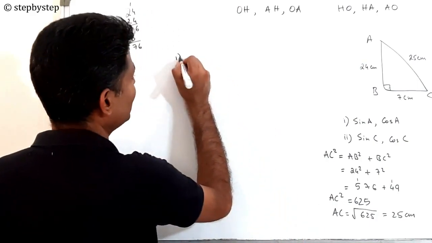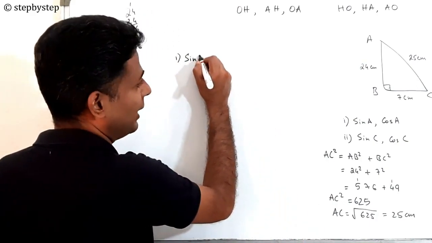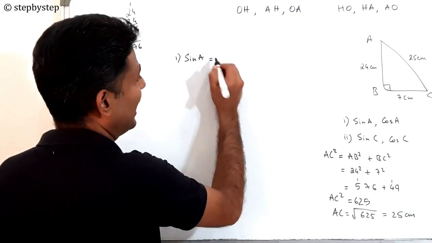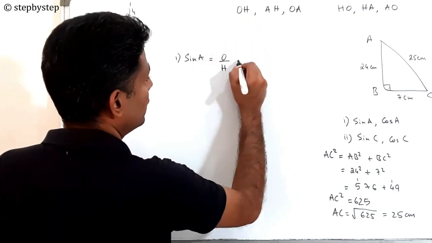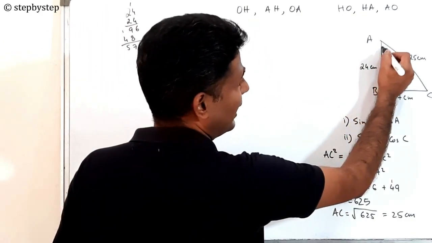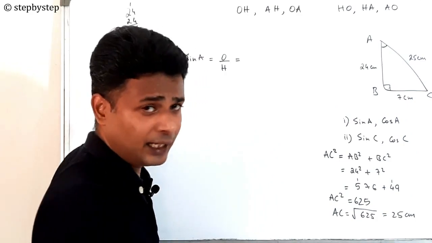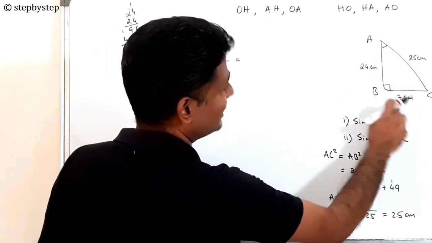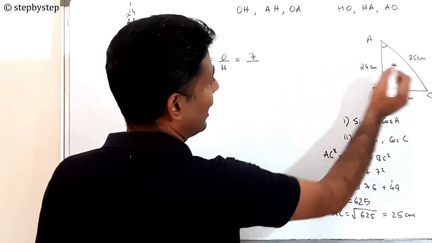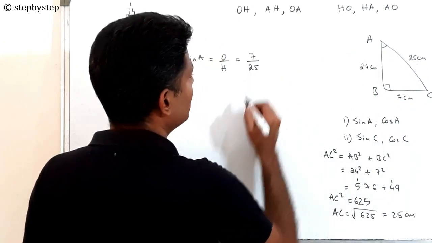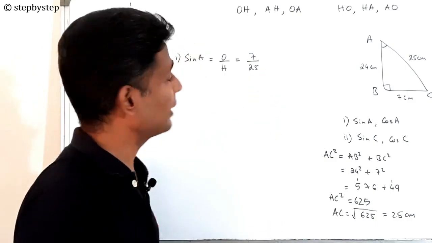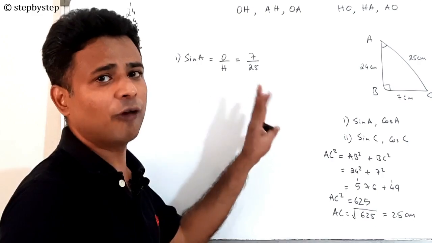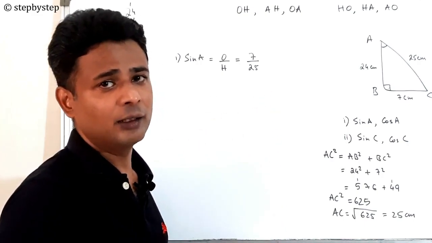Now the first thing they have asked us, what have they asked us to find? Sin A and cos A. Now sin A is what? Opposite by hypotenuse, right? So where is A? A is here. So this is angle A, which is the opposite side, 7 centimeters, and which is the hypotenuse, 25. So what is the sin A ratio? 7 by 25. Can you simplify it further? No. So the final answer is 7 by 25.